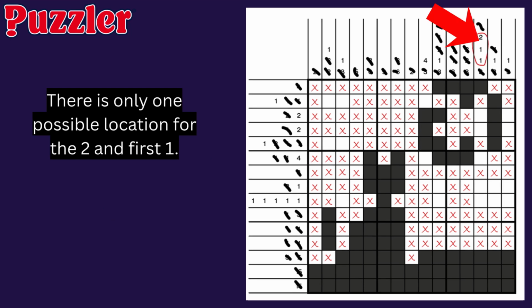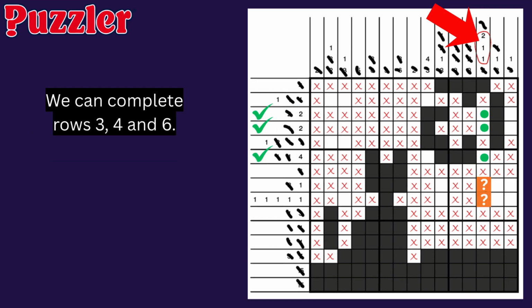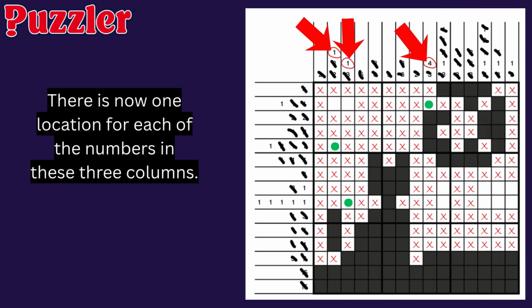We can see there is only one possible location for the 2 and the first 1. Let's fill these in now, which completes rows 3, 4, and 6. We can complete the group of 4 in column 9, so the rest of row 2 are blanks. This leaves only one possible location for the 1s in columns 2 and 3.